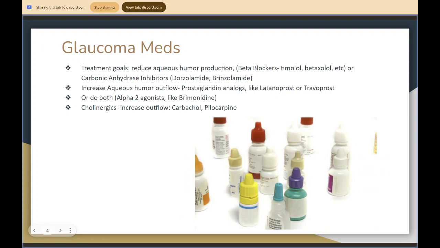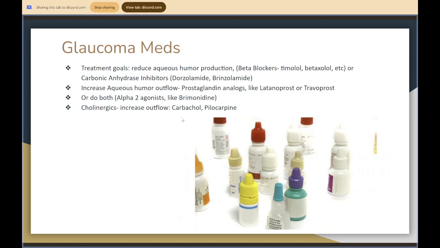All right, the next slide says glaucoma meds, and the treatment goals are to reduce aqueous humor production. This is through beta blockers or carbonic anhydrase inhibitors. Examples of beta blockers are timolol and betaxolol, and then carbonic anhydrase inhibitors, dorzolamide and brinzolamide. There are others listed in both resources. I choose the bold ones.